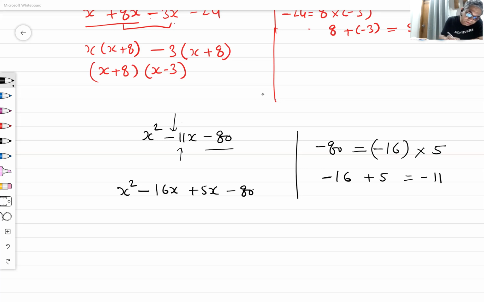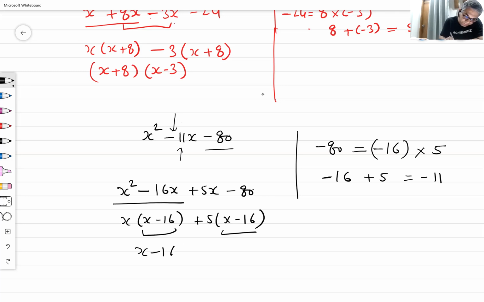Okay, Harshil, that's good. So from the first two terms, I can take x common. So this becomes x minus 16. Here I can once again take 5 common. So here x minus 16, again x minus 16. And then I have x plus 5. Now you can check if you got this answer. Yes, Sanya, now it's fine.